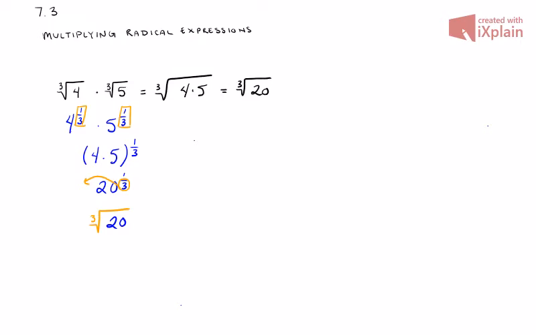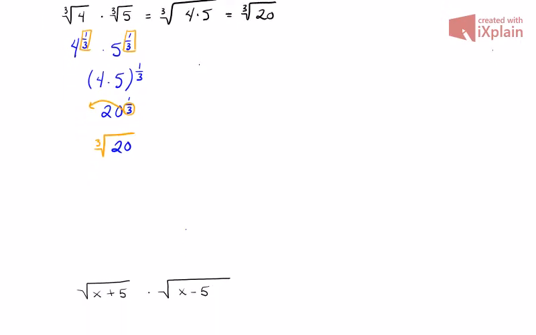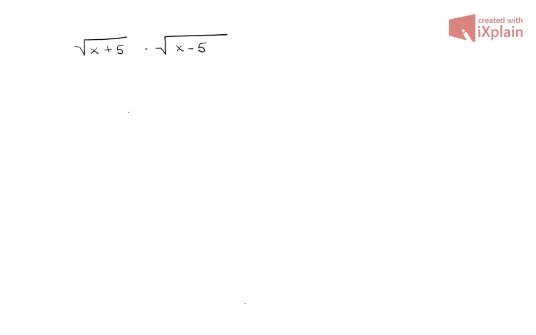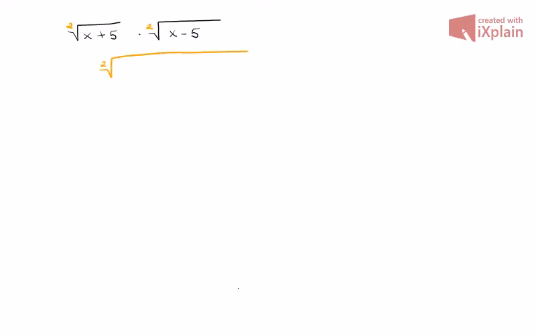Let's move on to the next problem where we are working with variables. So the next problem, we are working with the square root of x plus 5 times the square root of x minus 5. And again, if we don't see the index, that means that they are square roots. So working with that same idea as before, what we can note here is that we have one big square root, and then underneath it, we can have our x plus 5 times our x minus 5.